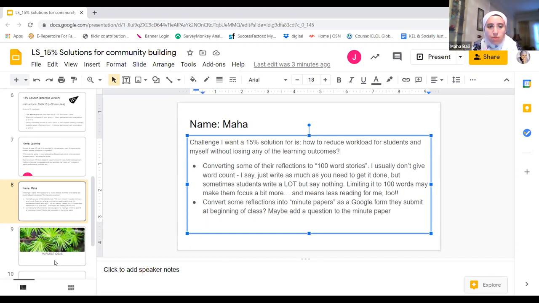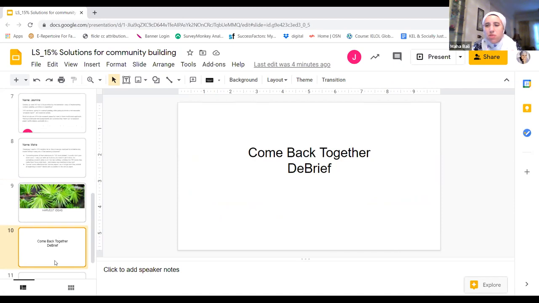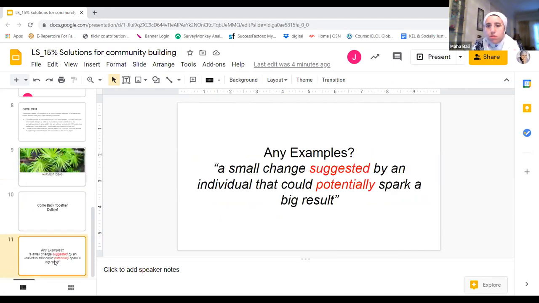I think we've sort of harvested some ideas. If we had a shared project, like we were all teaching a multi-section course, we could all agree, oh, these three ideas are the ones we're all going to try, for example. But obviously, if people are just doing individual stuff, then they can just make those individual decisions. Then there's this slide that says a small change suggested by an individual could potentially spark a big result, because the individual doesn't always have to be you. It could be someone else who suggested it, but it's a good idea.